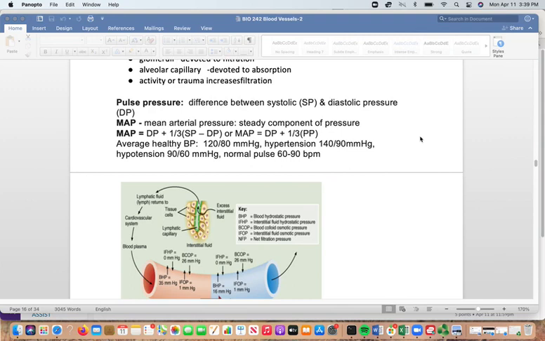The healthy blood pressure is about 120/80 millimeters of mercury. Hypertension is considered anything above 140/90 millimeters of mercury, although clinically it's not unusual to see it being addressed when it's lower than that. And then hypotension is anything below 90/60 millimeters of mercury. There are times when it is considered normal in a person if their blood pressure is a little bit below that. So you may see that in some high-end athletes.